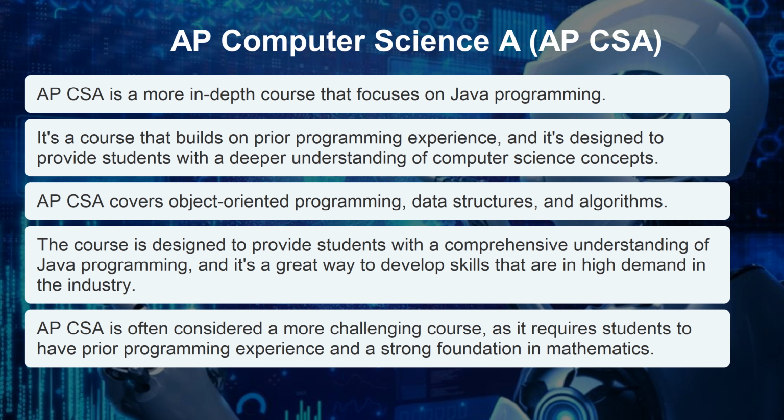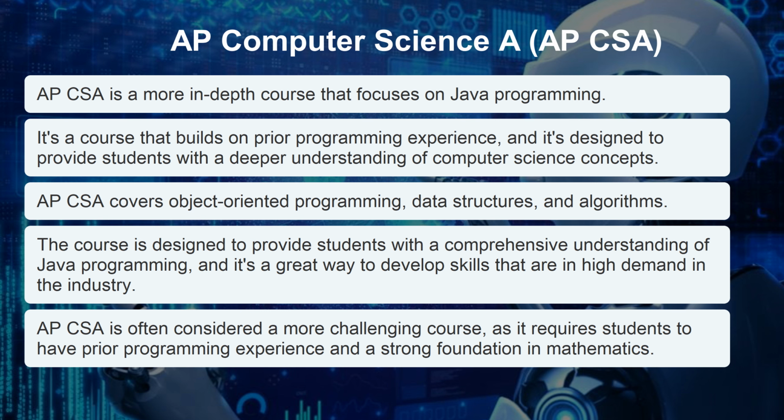When it comes to course requirements, AP CSP and AP CSA have some key differences. AP CSP requires students to complete a series of online coding activities and a final project, which can be completed individually or in groups. The final project allows students to showcase their skills and creativity by developing a program that solves a real-world problem. This project-based approach is one of the key benefits of AP CSP, as it allows students to apply their knowledge and skills to real-world scenarios.